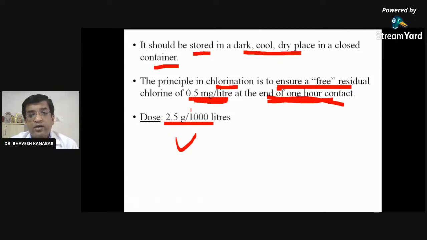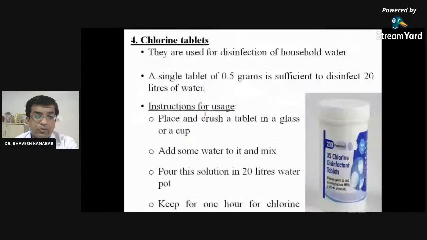As you know, for chlorination of the water of the well, we have to apply the formula pi r square h. After that we can assess the volume of the well, and from that volume we can assess the quantity by multiplying by 1000. That will give the volume of the water present in the well in liter. And here the dose is 2.5 gram per 1000 liter.